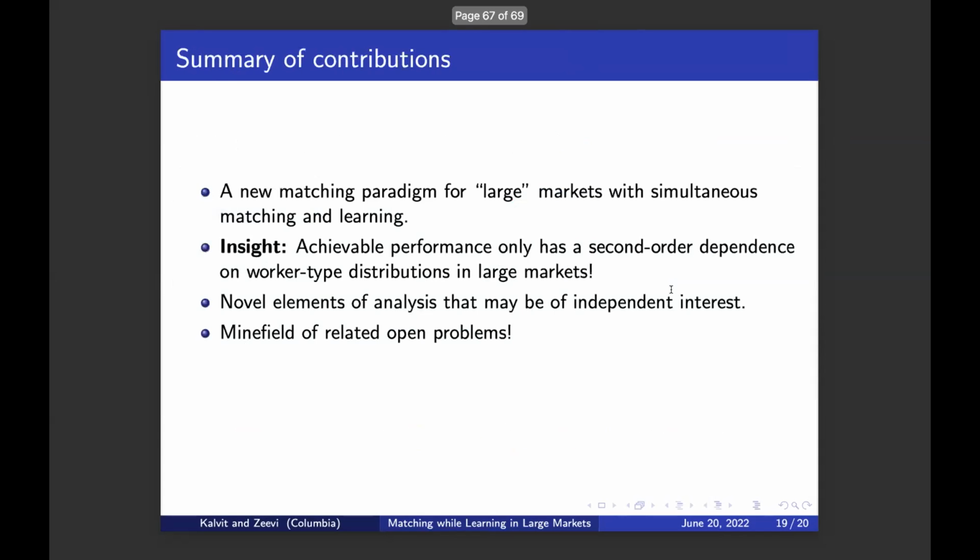So with that, I would quickly summarize my talk here. What we did in this work was come up with a new matching paradigm for large markets with simultaneous matching and learning. This has a component of matching naturally, and there's also a component of learning because the edge weights associated with worker and job type pairs are unknown a priori, but these can be learned over time based on noisy bandit feedback. The key insight that our theoretical results provide is that achievable performance in this problem only has a sublogarithmic dependence, or a second order dependence, on the distribution of worker types. And this is something which we speculate is unique to this particular large market setting.